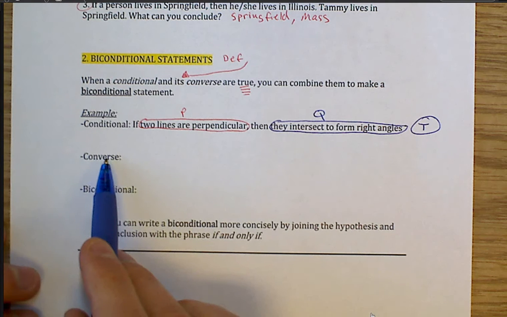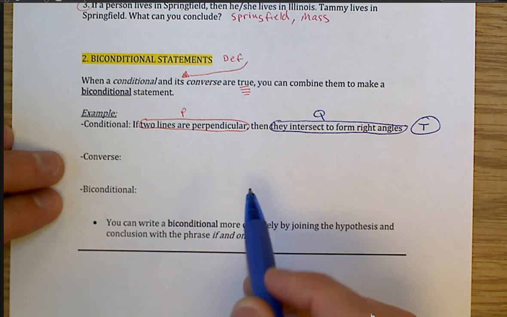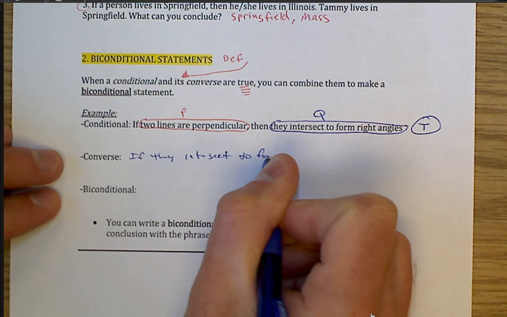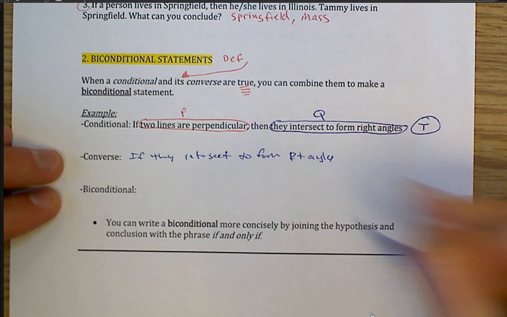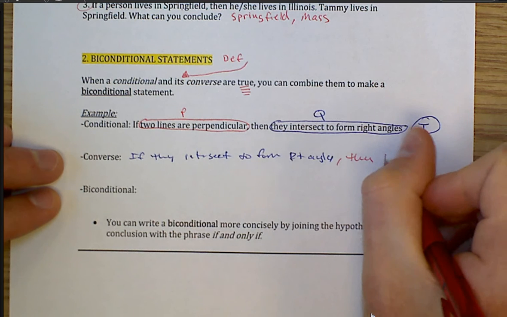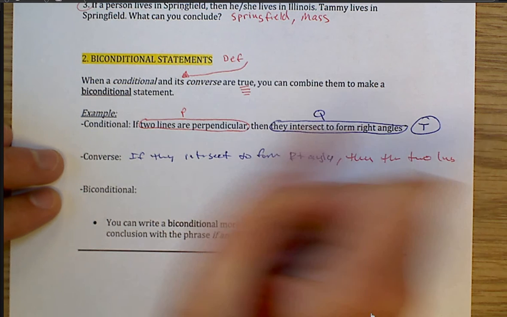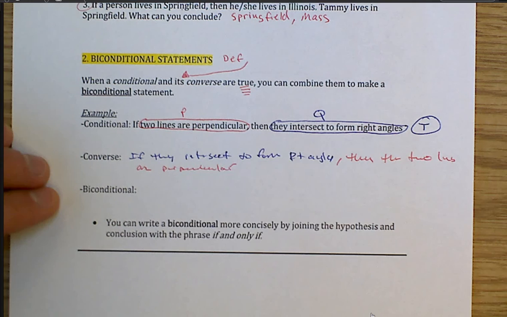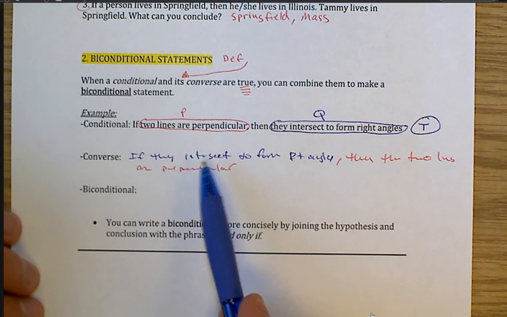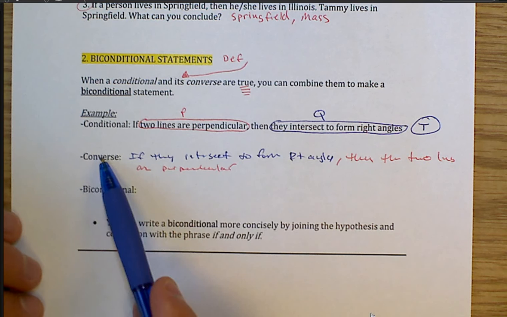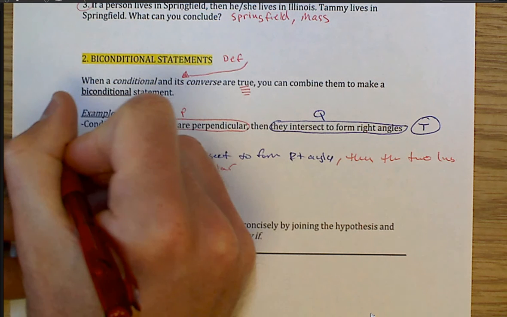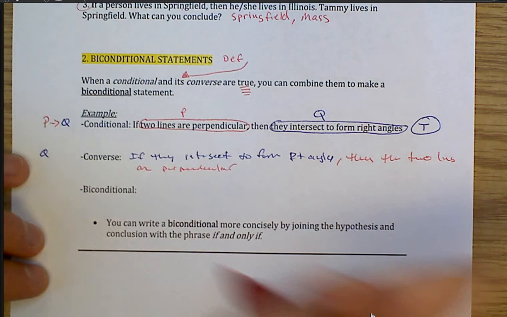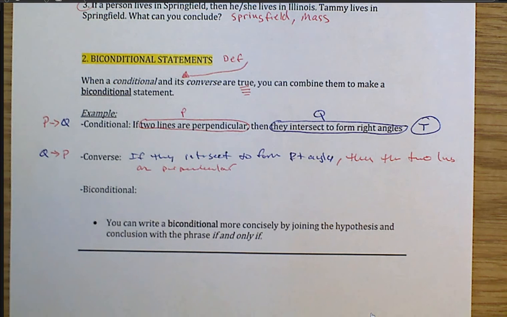Converse. Remember, converse now is where we switch our P and our Q. So if they intersect to form right angles, then the two lines are perpendicular. Kind of writing fast here, all right? So obviously I use my blue pen. There's my Q, and there's my P. Converse, remember, you switch around, all right? Conditional goes P and then Q. You don't have to write this down. This is just review. Converse is Q, then P, right? Those are our forms. That's the symbolic form.